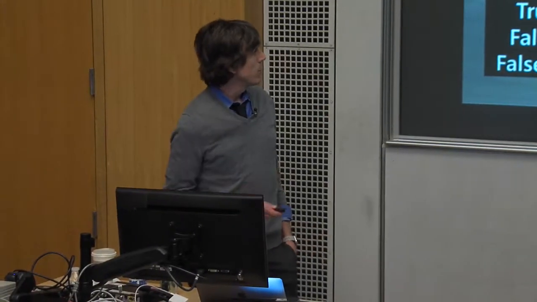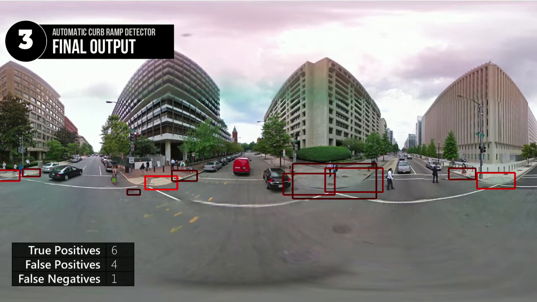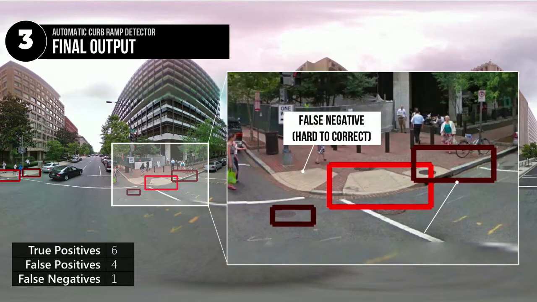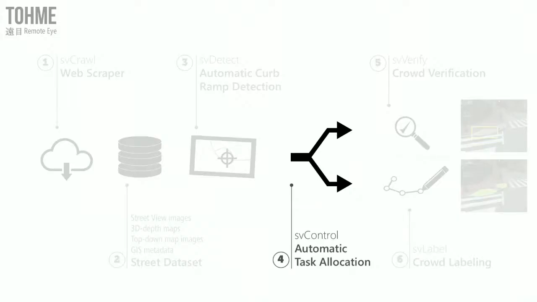And here's another example where we have 6 true positives, 11 false positives, and 1 false negative. And here's the final output with 6 true positives, 4 false positives, and 1 false negative. And the false positives are easy for humans to correct, but the false negative takes more time. So this brings us to this task controller system.